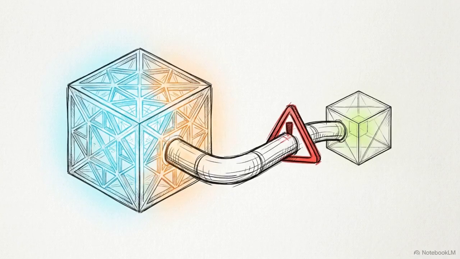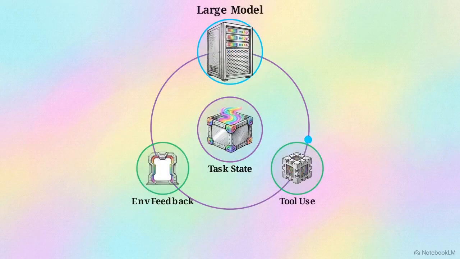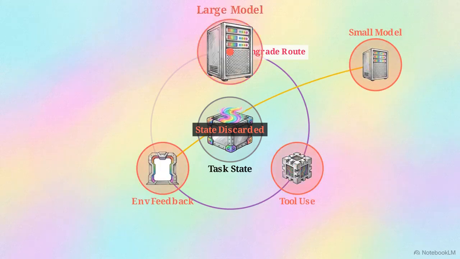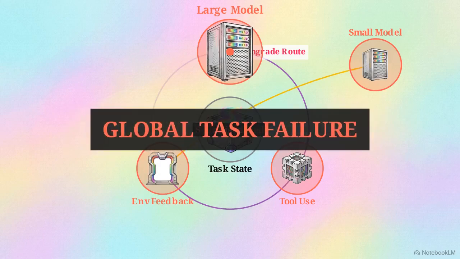We can see the failure mechanism by looking at a mid-task routing downgrade. A large model handles the initial steps, building specific context. If a simpler next step is diverted to a smaller model, that accumulated state is discarded. The smaller model fails. Lacking trace context, this localized routing decision triggers a global task failure.